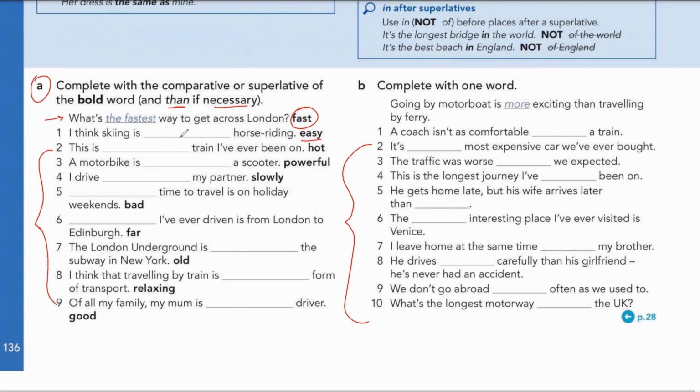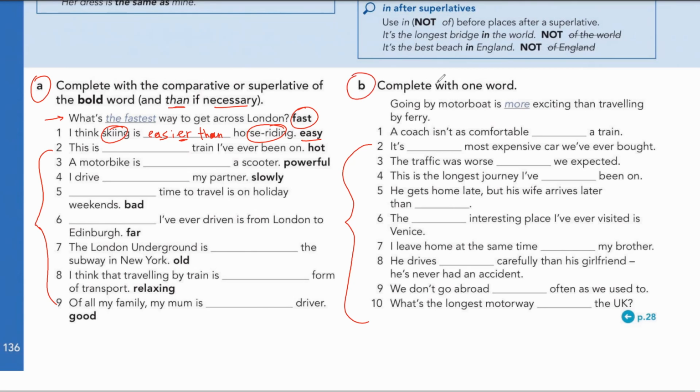Now, easy. I think skiing is horse riding. Okay, so here, skiing, horse riding. I'm comparing two things. So here, easy, I must use the comparative form. So easier: y becomes i, and then er. And because it's a comparative, I must use than here. If it were as, we're not going to use than. But we don't have as. I'm comparing two with er. So when there is er, then we use than. I think skiing is easier than horse riding.